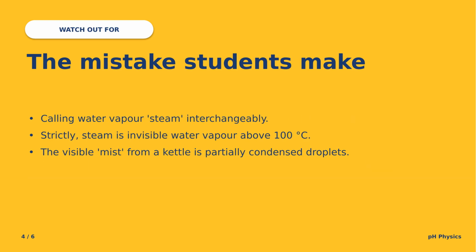Common slip: calling water vapor steam interchangeably. Strictly, steam is invisible water vapor above 100 degrees centigrade. The visible mist from a kettle is partially condensed droplets.